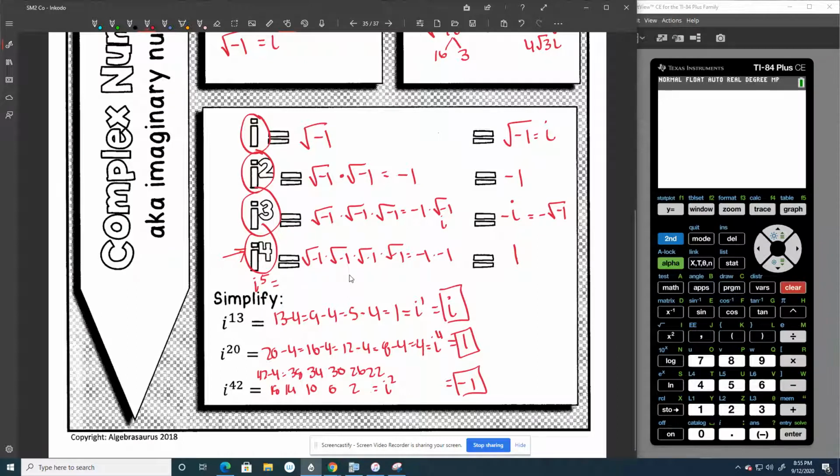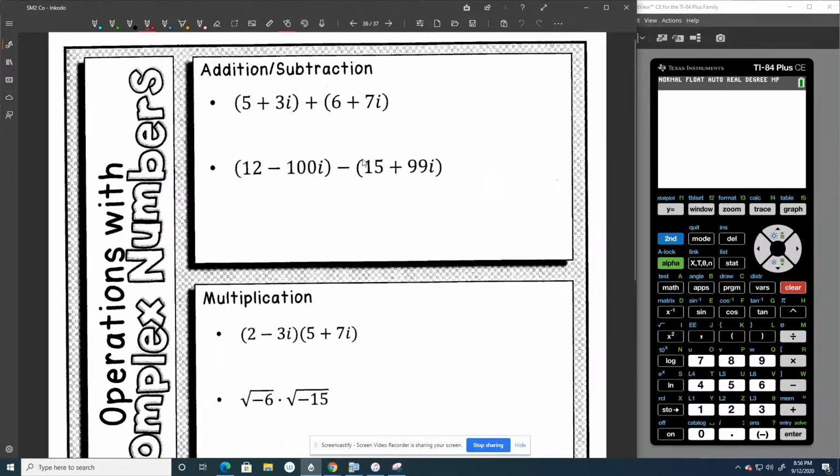All right. Now, I don't know if we'll actually do this on the test, but this right here likes to come up on the ACT. They like to throw in problems with i like that one.